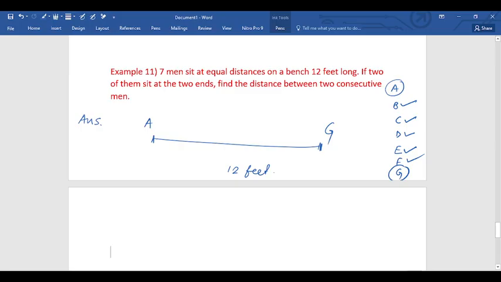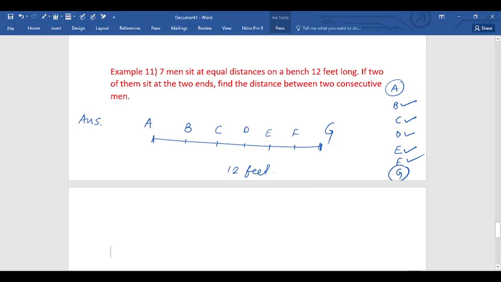Now, these 5 men are here, and between any two men, the distance is the same. Okay, suppose this is A, here B, here C, here D, here E, there is F. Suppose here B, C, D, E, F are sitting.